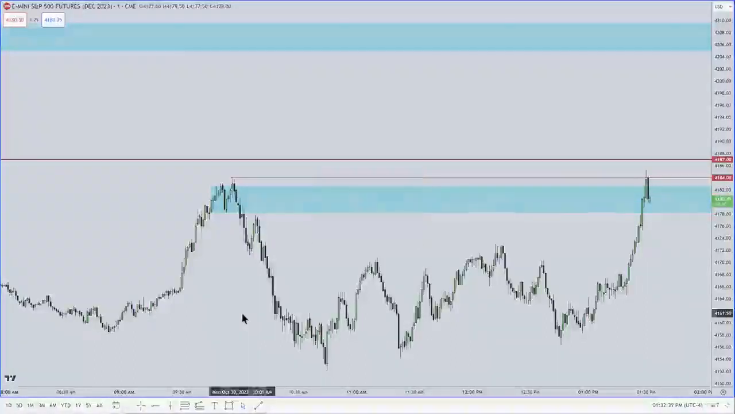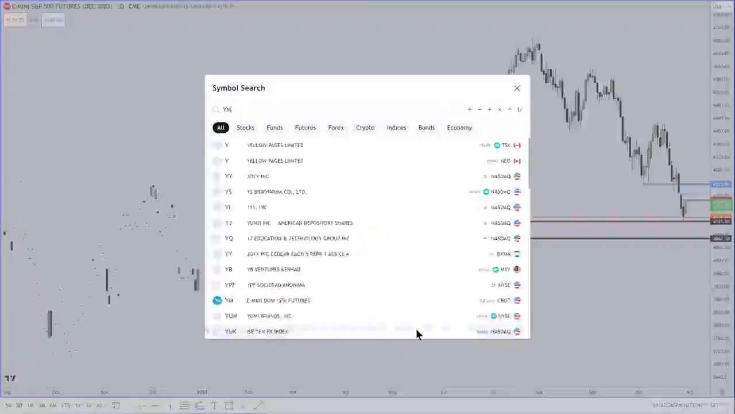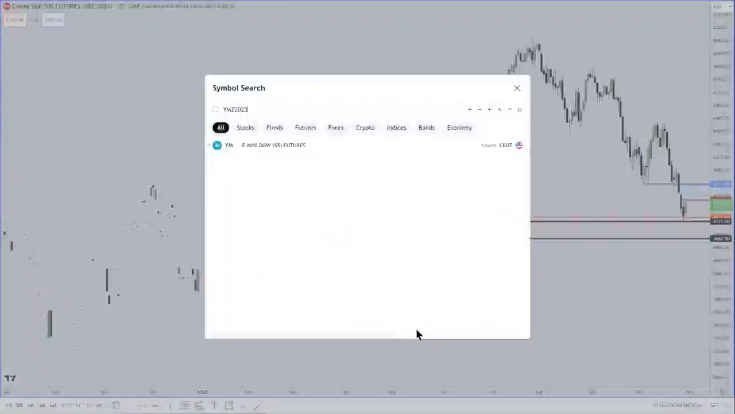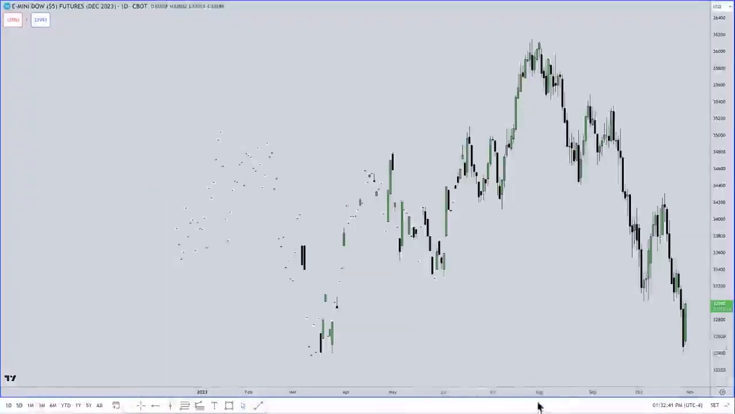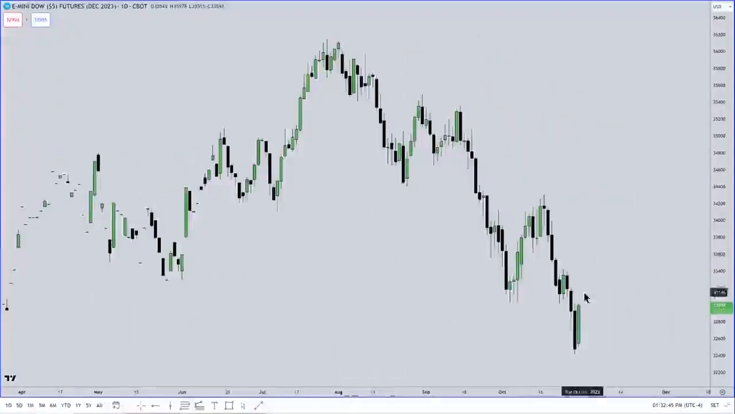Let's go to a daily chart. Look at the Dow, YMZ2023. All right, we have a small little fair value gap. What kind of fair value gap is this? Before I draw it out, what would you call it? Right here. What was that? What's that one called?